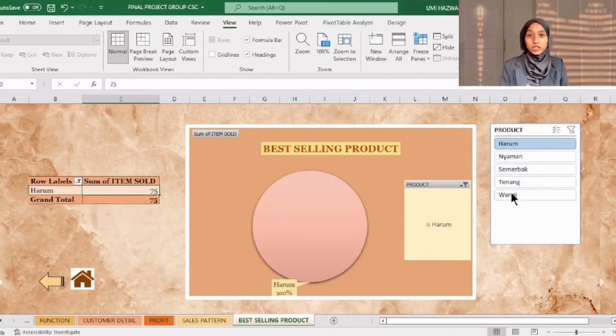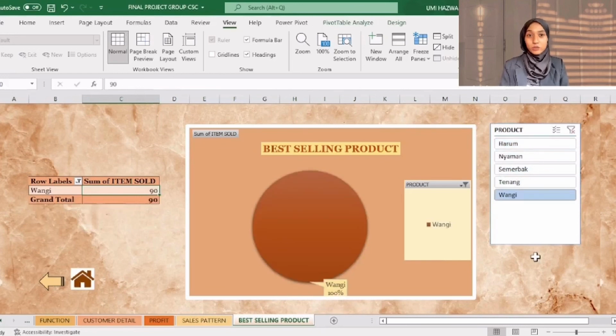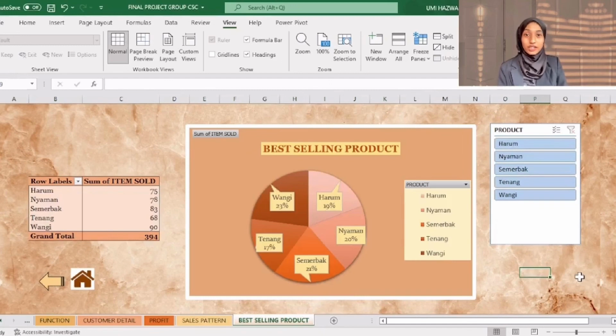The chart above is to show the separation between the 5 products. Hence, the slicer function itself can help the user to monitor other product details.